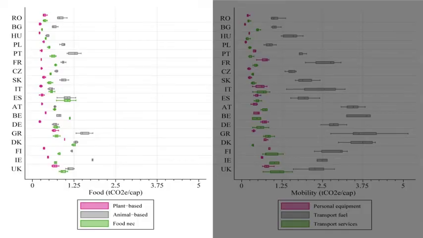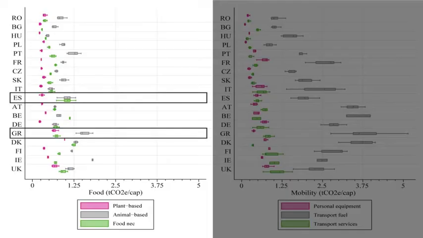Food emissions are rather income inelastic, and they contribute to a share between 11 and 32% of a region's total. The largest inter-regional differences occur in Spain and Greece, mostly due to varying consumption of animal products and processed food.